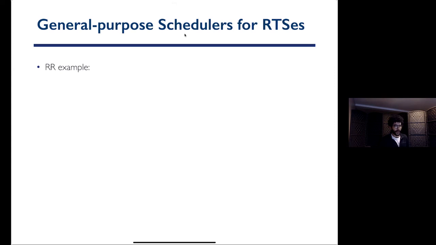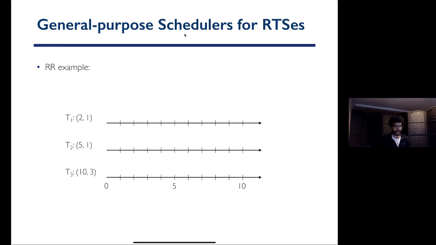Okay, now let's see how general purpose scheduling policies will fail in real-time systems. By failing, I mean they cannot guarantee deadlines are met. They cannot produce a feasible schedule. So let's focus on round robin. Let's assume that I have 3 tasks.